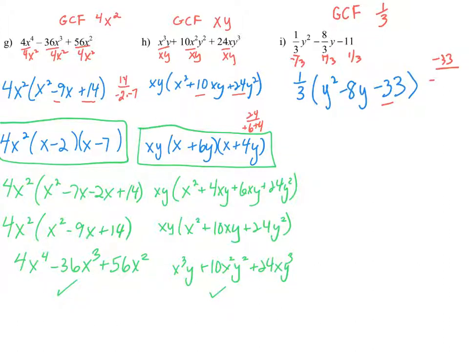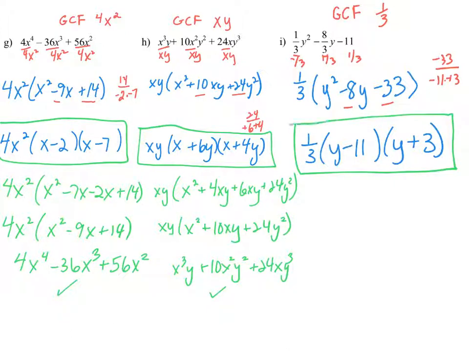and that is a negative 11 times a positive 3 is a negative 33, and when you add those together you get the negative 8. So our factors, we have the 1/3 greatest common factor, and then we have a factor of y minus 11 and a factor of y plus 3. That is our factored form for that polynomial.